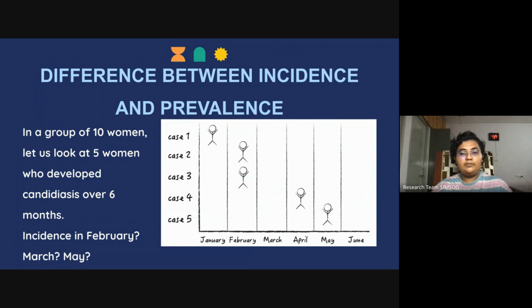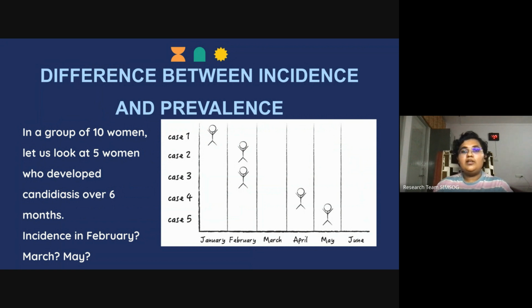Dr. Deepika has said 3. See, I am only asking of the new cases, the incidence. So in February, there are only 2 new cases, so the incidence in February would be 2. If I ask what would be the prevalence in February, the first case still has candidiasis till February, so the prevalence in February would be 3. I hope that difference is clear.